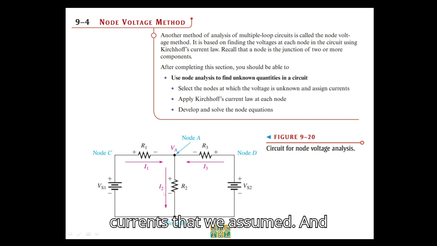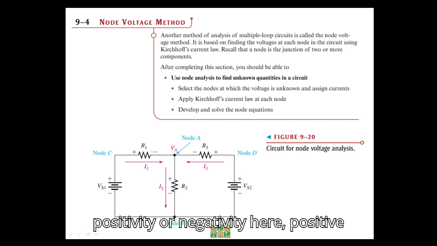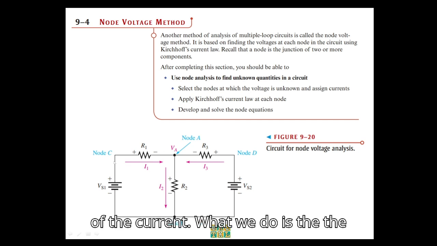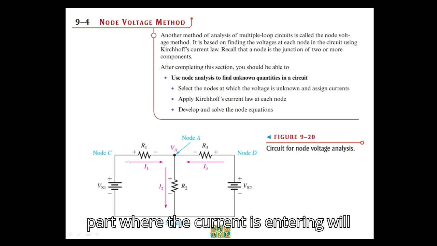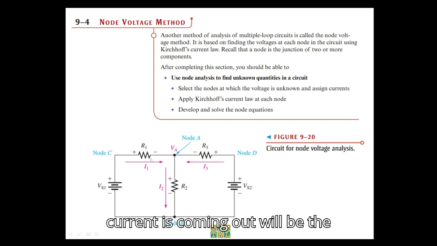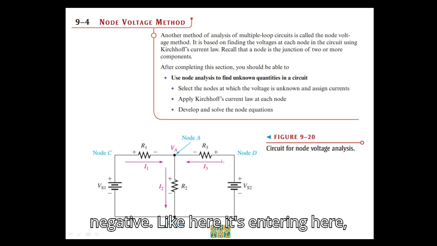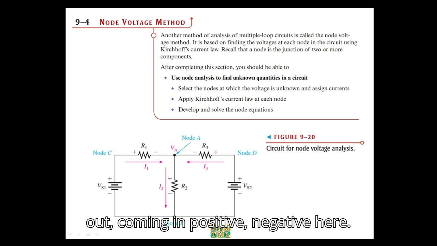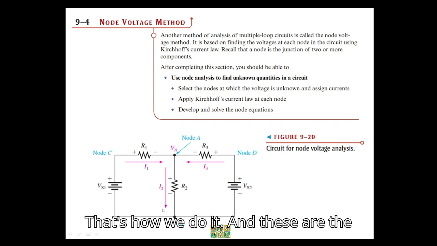And these are the currents that we assumed. And these are depending on the positivity or negativity here, positive or negative, will depend on the direction of the current. What we do is the part where the current is entering will be positive, and the part where the current is coming out will be the negative. Like here, it's entering here, so positive here and negative here, coming out. Coming in, positive, negative here. That's how we do it.